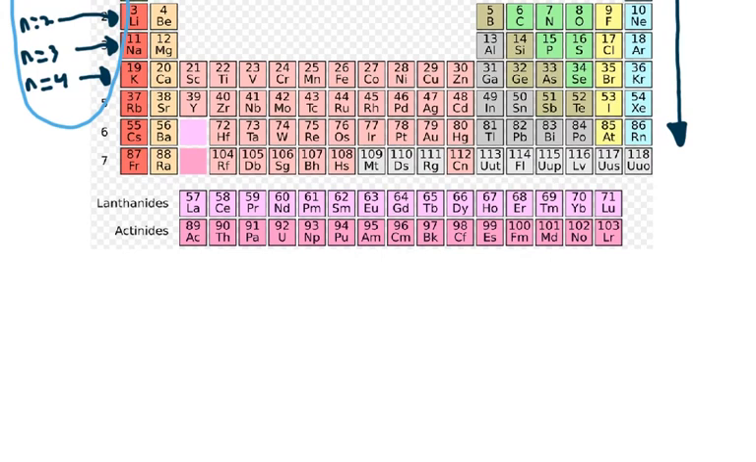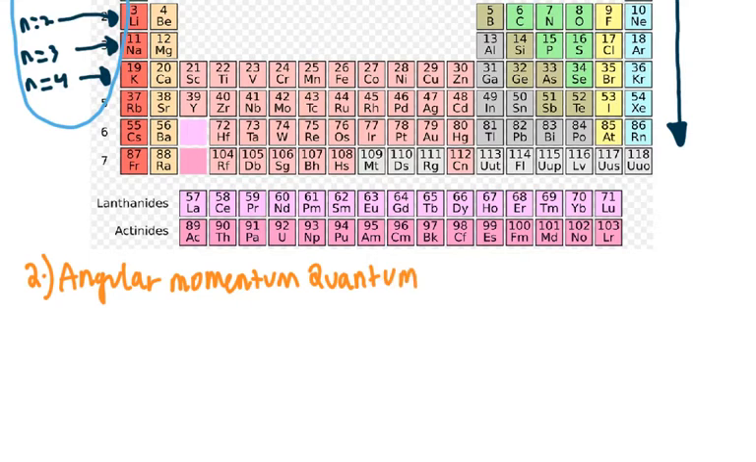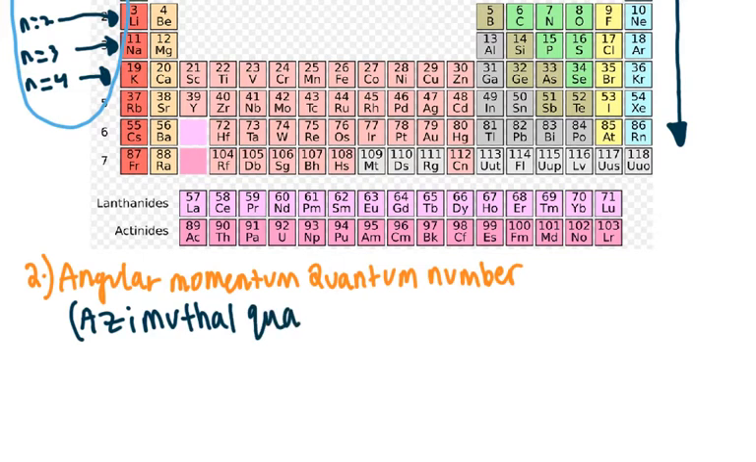it might have more than two names, but I know two common names of it. It's going to be called the angular momentum quantum number. Hope I spelled that right, quantum number. And you'll also probably see it as azimuthal. I'm pretty sure I'm not pronouncing that right, but hopefully I am. Azimuthal quantum number.